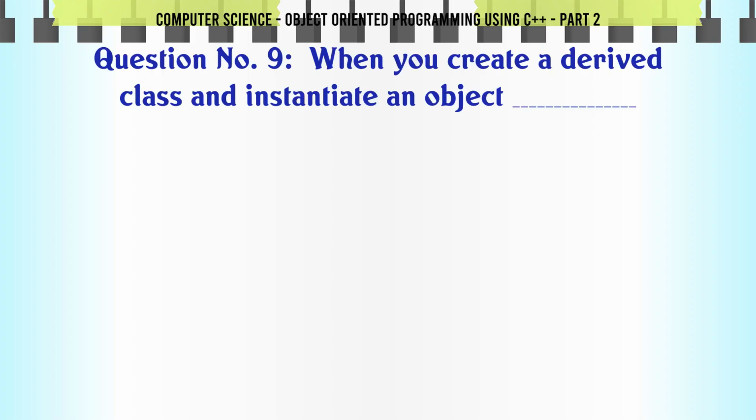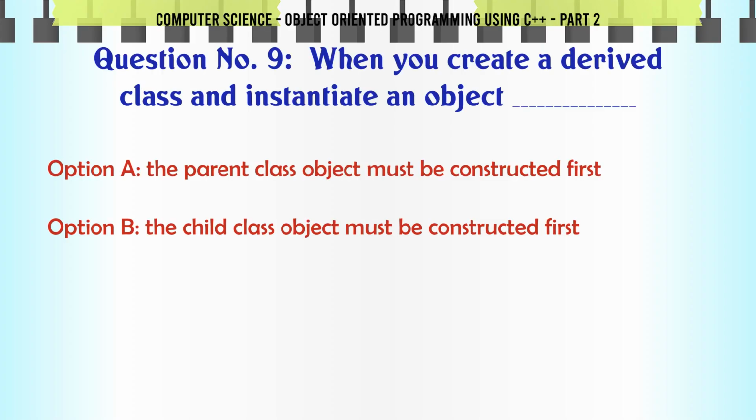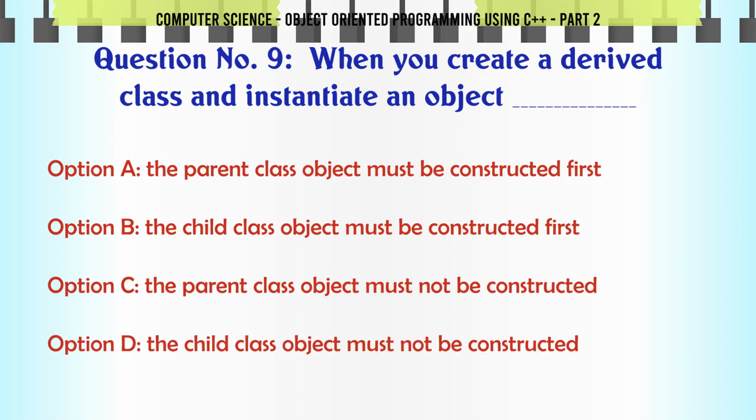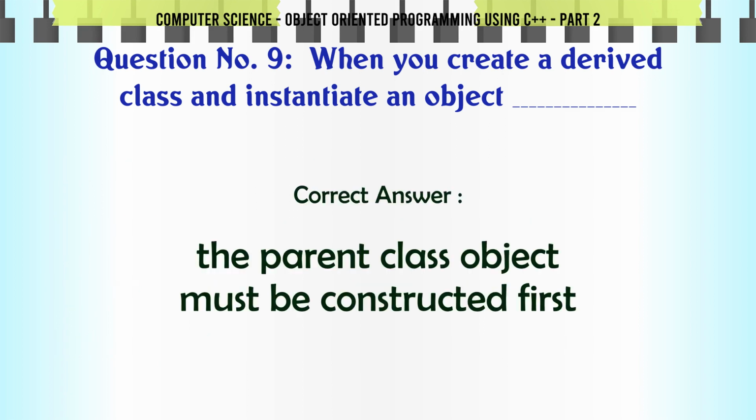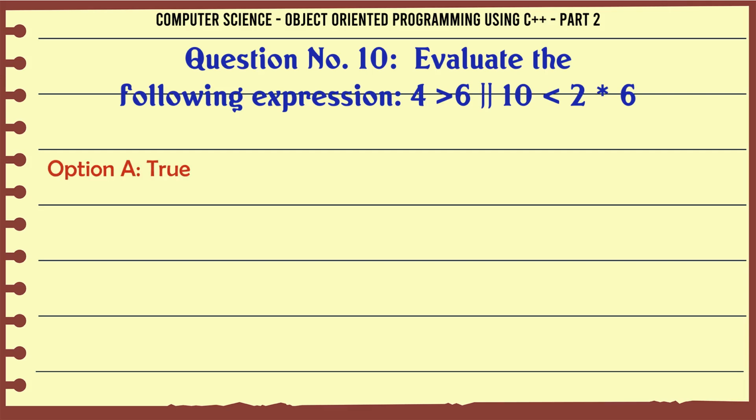When you create a derived class and instantiate an object, a. the parent class object must be constructed first, b. the child class object must be constructed first, c. the parent class object must not be constructed, d. the child class object must not be constructed. The correct answer is the parent class object must be constructed first. Evaluate the following expression: 4th June 2010 to 6. a. true, b. false, c. d. The correct answer is true.